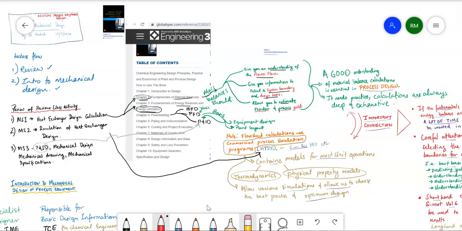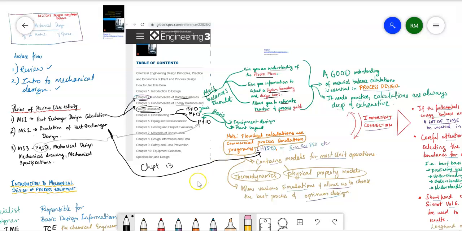This is basically the big picture whereby your MS1 covers chapter 2 and chapter 3, and your MS2, which is on simulation of heat exchanger design, uses HYSYS. And then your P&ID is actually a small part of flow sheeting, chapter 4. For your information, mechanical design is chapter 13.